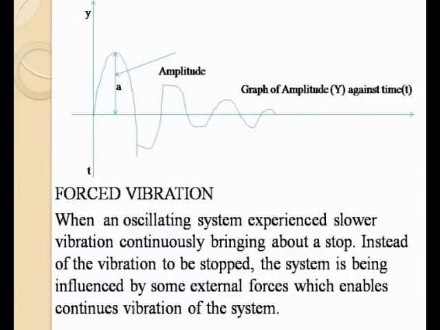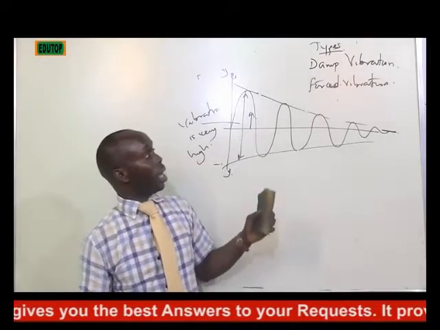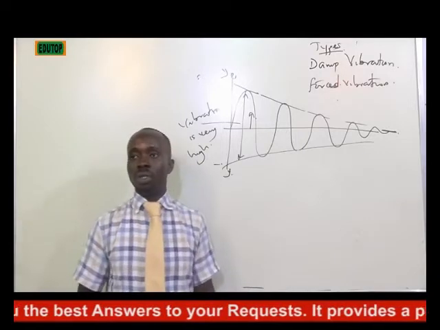When an oscillating object experiences slower vibration continuously, bringing about a stop, instead of the vibration being stopped, the system is influenced by some external force, which enables continuous vibration of that system. That is what we mean by forced vibration. This question is always asked in your SSC and WAEC. You need to have proper knowledge of what we mean by damped and forced vibration.